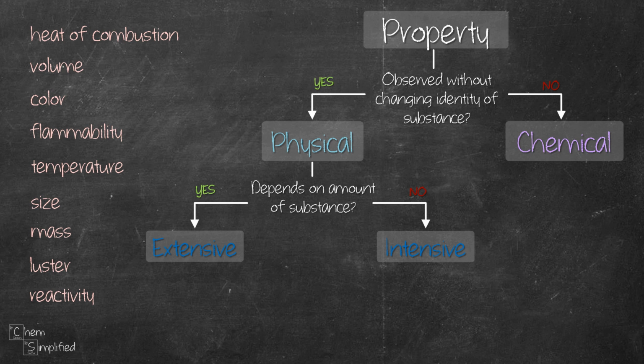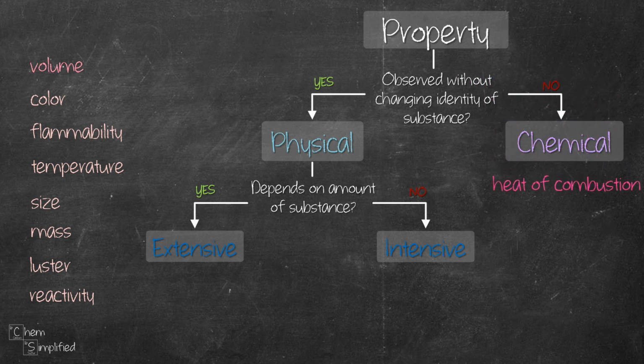We'll start with the first one, heat of combustion. It's the amount of heat that's released when a substance is burned in oxygen. In order for us to measure the heat released, the substance will need to react with oxygen and form different substances. That means its chemical identity will definitely change, so that makes heat of combustion a chemical property.